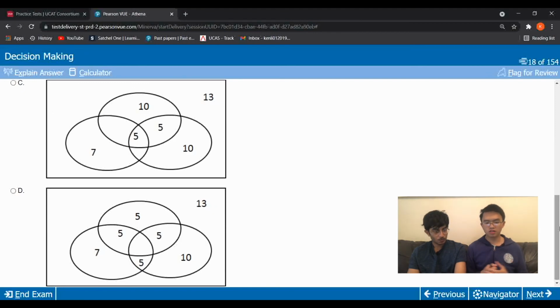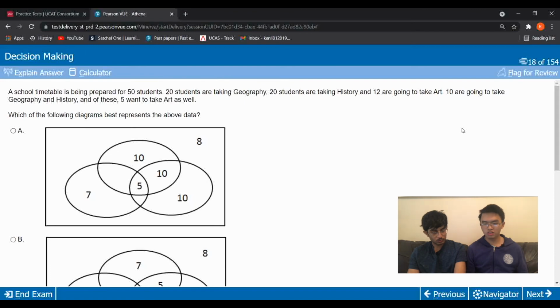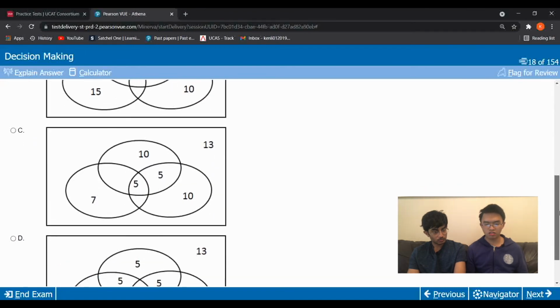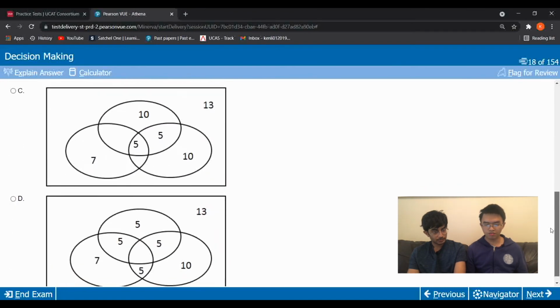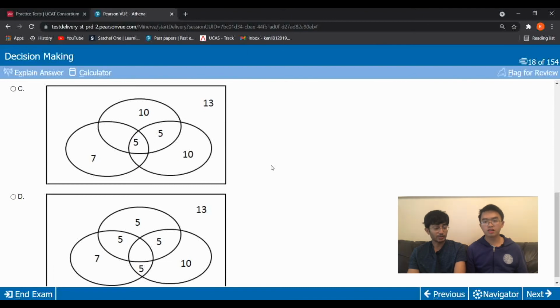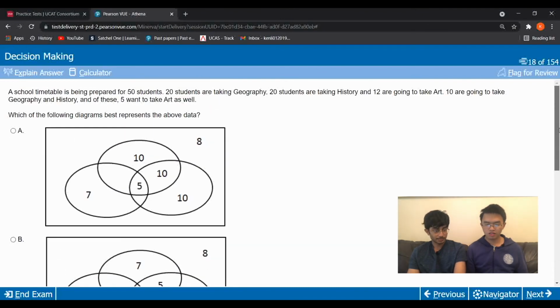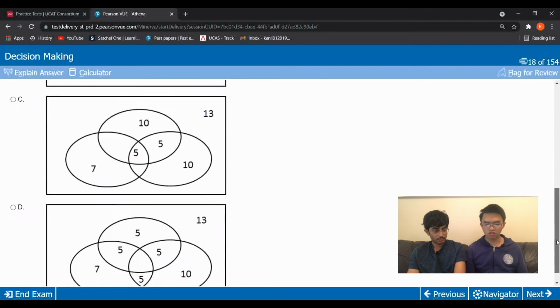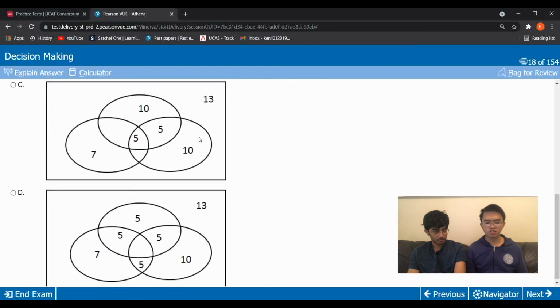C could be right because the top and the bottom right add up to 20 and the bottom left adds up to 12, so you can check the other criteria. 10 are going to take geography and history, so that can't be... yes, that is true. And obviously I want to take art as well. Yes, that also fits. So in the exam, if you found something that fits, don't bother going to check the other option. Just select it so you can save time.